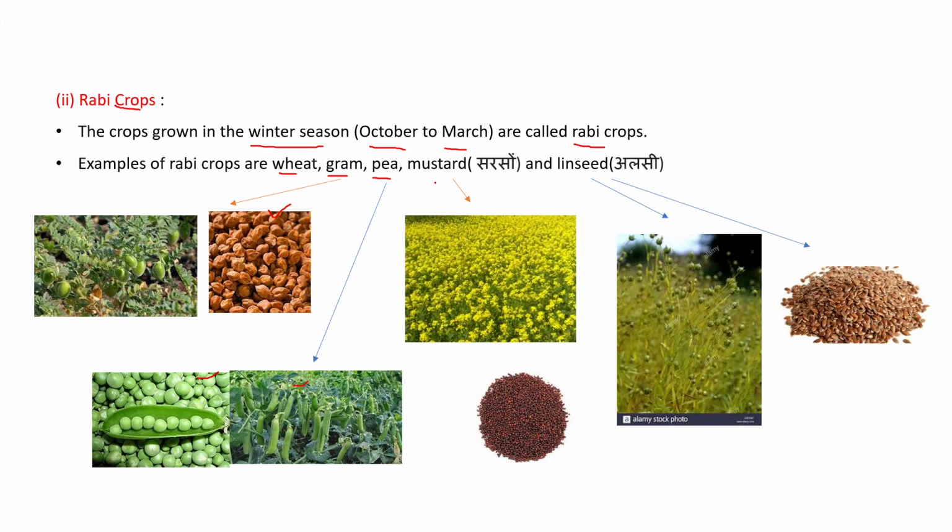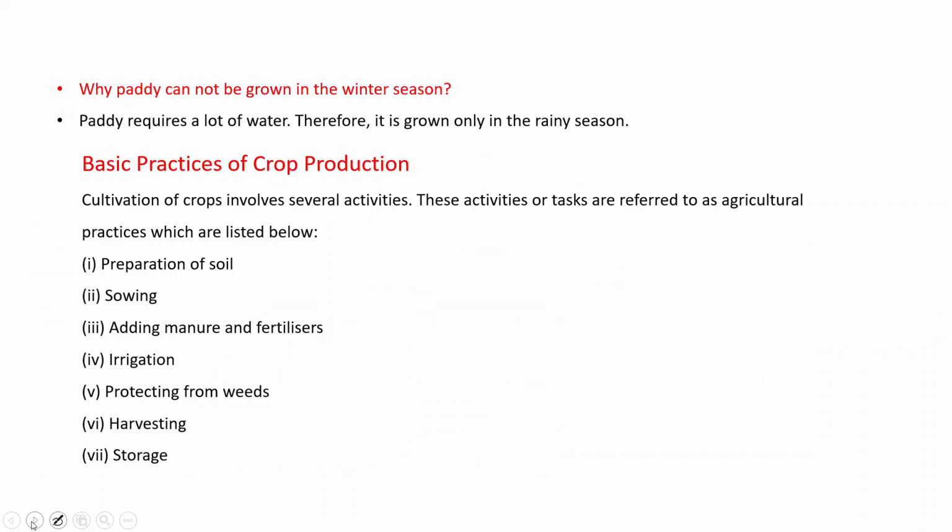Clear? Mustard. In Hindi, this is called sarson. This is the field of mustard. And these are the seeds of mustard. And linseed. In Hindi, this is called alsi. This looks like this. Clear? The Kharif and Rabi crops are there.